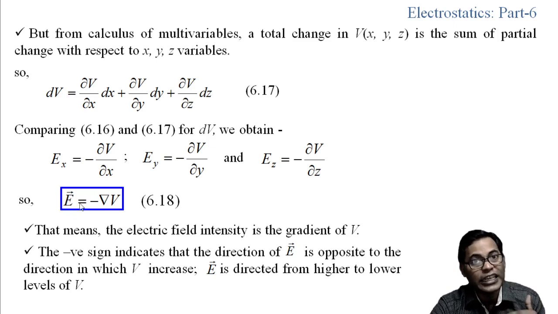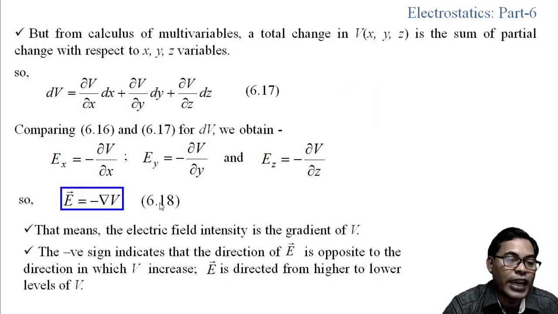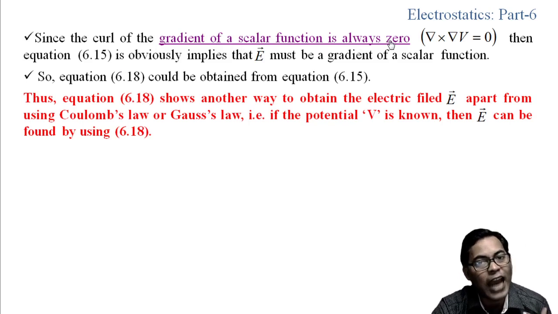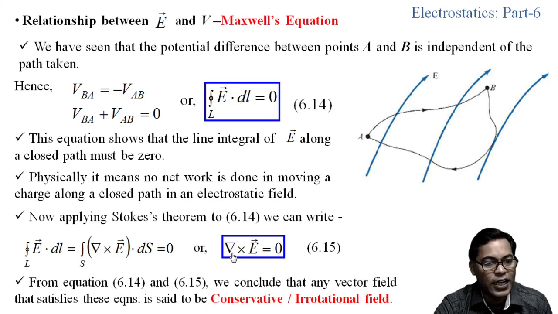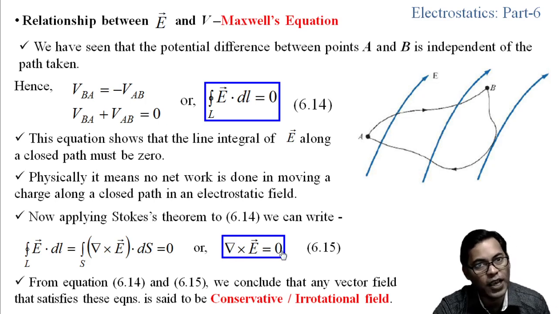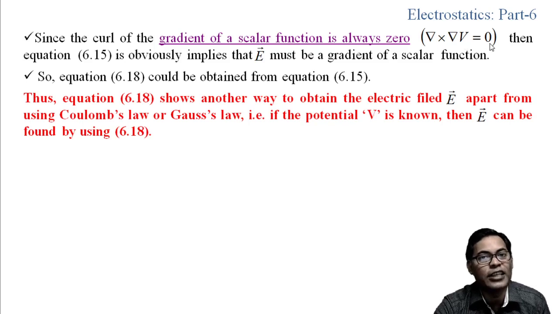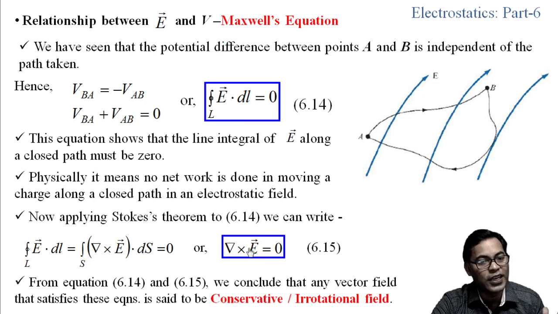So the direction of E will be opposite to the direction in which V increases. Now the second point: from this equation we can conclude that since the curl of the gradient of a scalar function is always 0, according to the vector identity del cross del V equals 0, then equation 15 is obvious. You can see that equation 15, del cross E equals 0, must be obvious because del cross del V equals 0. So instead of del V, if we write E, del cross E equals 0. So that expression which we got in equation 15 is obvious.